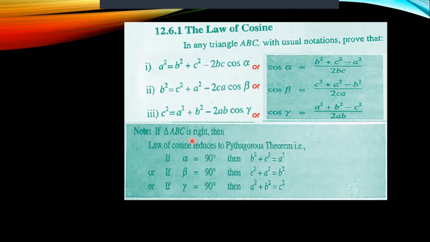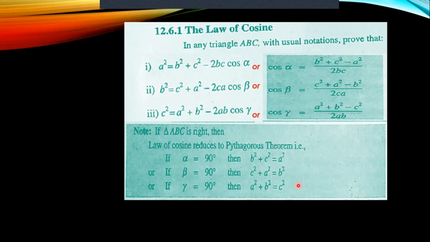Now there is a specific case about it. If triangle ABC is a right triangle, then the law of cosine reduces to the Pythagoras theorem. If alpha equals 90 degrees, then by putting this alpha in this statement, because you know that cos 90 is equal to 0, this term would vanish from here, and we are left with a square equals b square plus c square. In a similar way, all these statements are there: c square equals a square plus b square, b square equals c square plus a square, and a square equals b square plus c square. By putting alpha equal to 90, cos alpha, cos beta and cos gamma would be equal to 0, and you will have this statement.